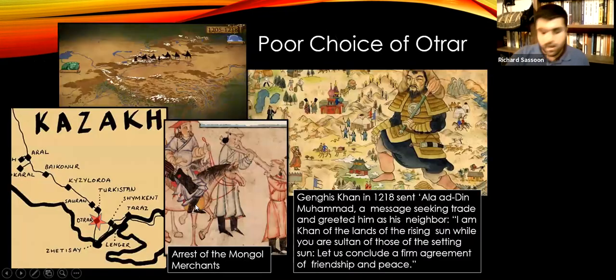Okay, so you can see that after Genghis Khan conquered the north of China in 1218, he sent a convoy to Alauddin Muhammad in the city of Otrar, which is today on the Kazakh side of the border, on the border between Kazakhstan and Uzbekistan.